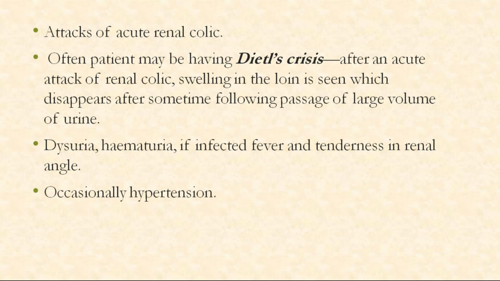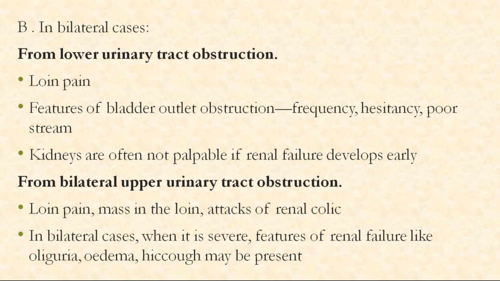Next, other conditions like dysuria and hematuria can occur. Tenderness may be present when a urinary infection has taken place. The patient may have hypertension. So these are the features of hydronephrosis: hypertension, hematuria, loin pain, and a palpable lump in the loin. Suppose it is a bilateral case. So what are the clinical pictures when the patient is having bilateral hydronephrosis?